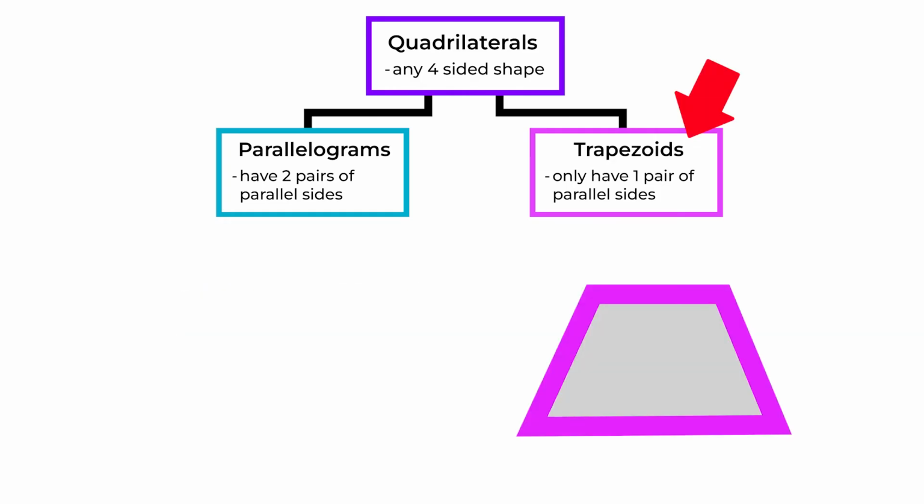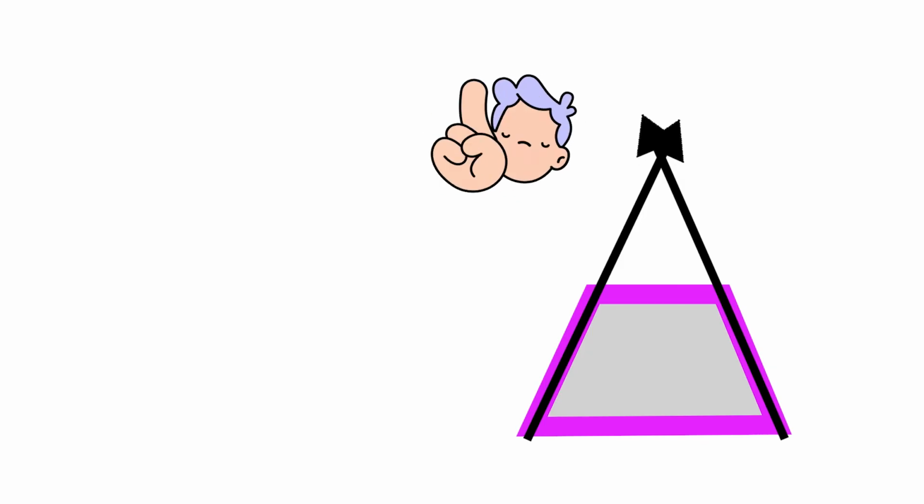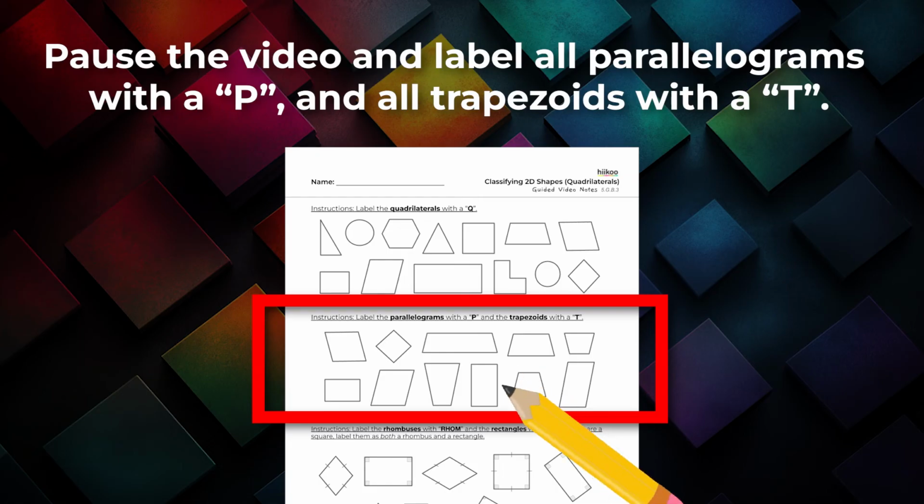Then you have trapezoids. They only have 1 pair of parallel sides. This pair of sides is parallel and will never touch. But if we extended the other pair of lines, they would eventually cross, so they are not parallel. Using this information, look at the second section on your guided notes. Pause the video and label the parallelograms with a P and the trapezoids with a T. We will continue the video in a few moments.